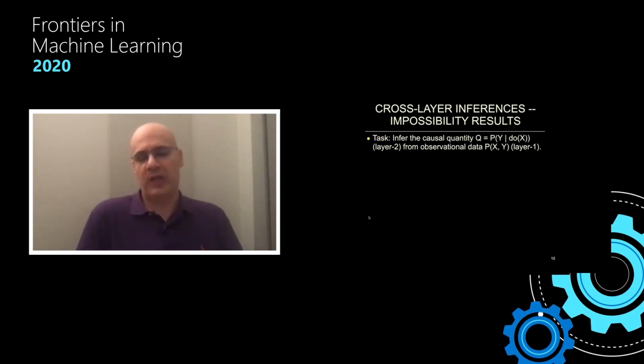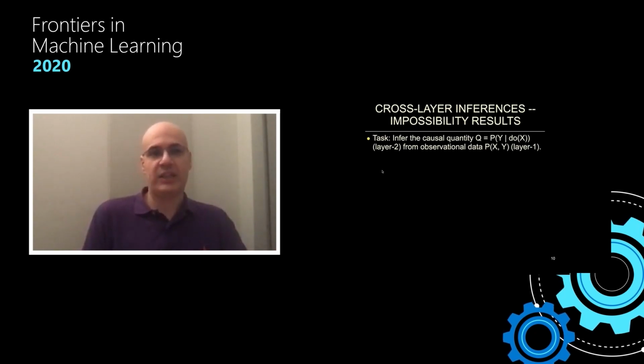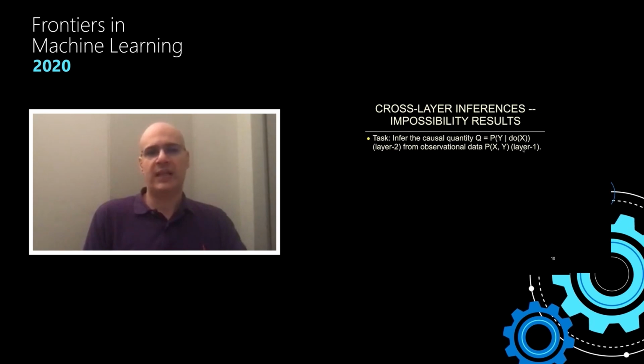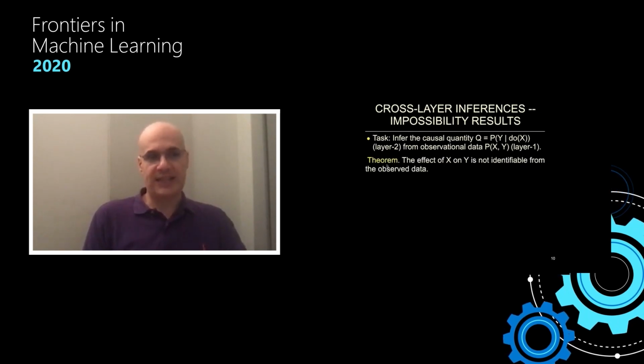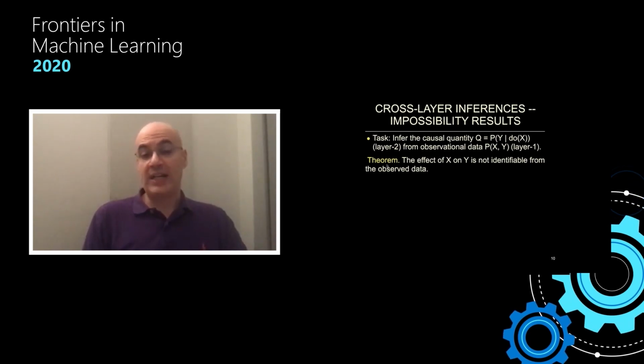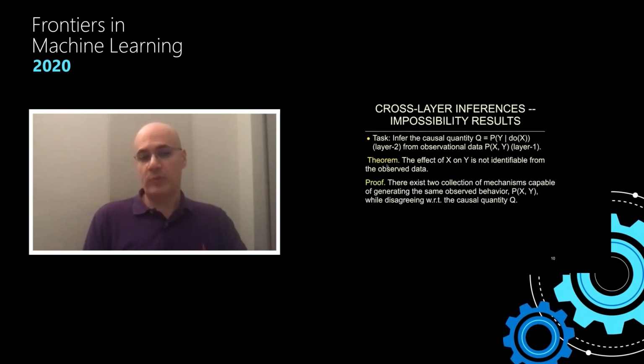As usual, let me read the task here. Infer the causal quantity Y given do X, from layer 2, from observational data, that is layer 1. That's exactly the task that I just showed. Now, the effect of X on Y is not identifiable (ID) from the observed data.